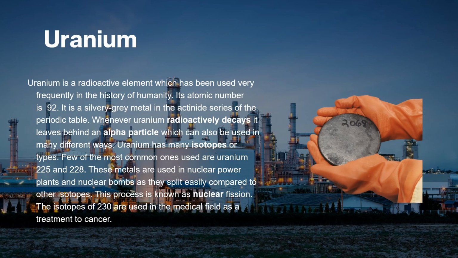Uranium has many isotopes or types. A few of the most common ones are uranium 235 and 238. These metals are used in nuclear power plants and nuclear bombs as they split easily, more than other isotopes of uranium. This process is known as nuclear fission. The isotopes of 230 are used in the medical field as a treatment for cancer.